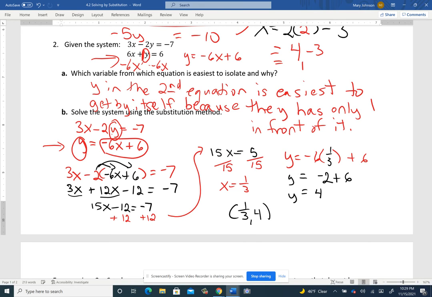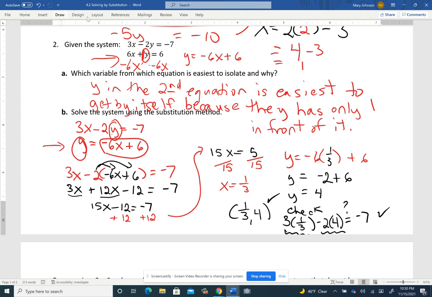All right, now I used the second equation to find my y coordinate, so my check is going to be using the first equation. 3 times 1/3 minus 2 times 4, and see if I get a negative 7. So that would be 1 minus 8, which would equal negative 7. So now I feel better. That's correct.